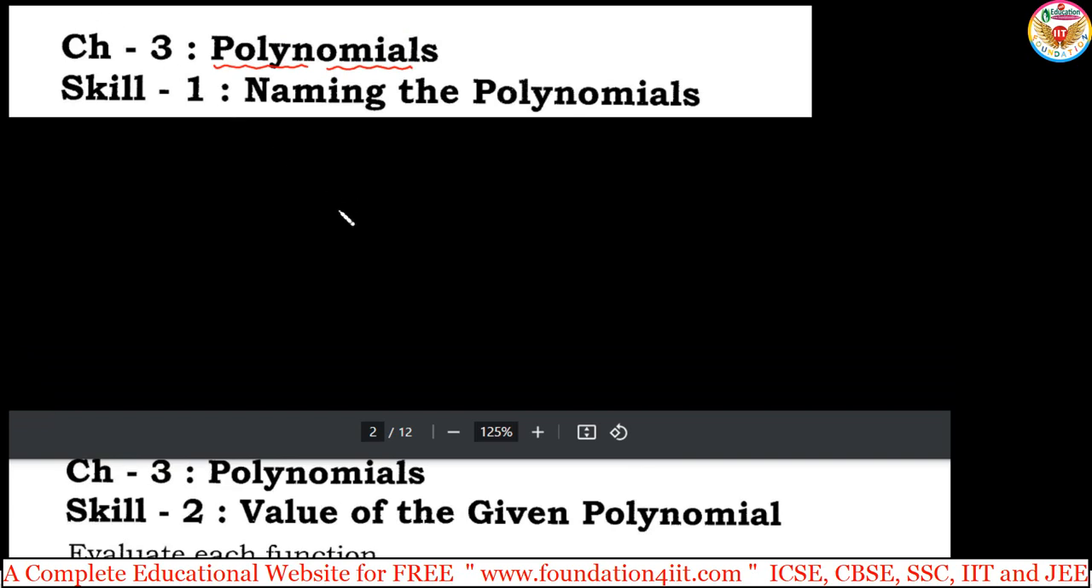Once you perfect the basics, then you can start practicing to improve the basic skills, especially in polynomials, right? First, let us see the basic skill of naming the polynomials. Names of polynomials are based on the number of terms. If there is only one term, we call it a monomial. A monomial is a single term like 3x or 4x square, 5x cube or minus 1 by 3x. So these are all examples of a monomial.